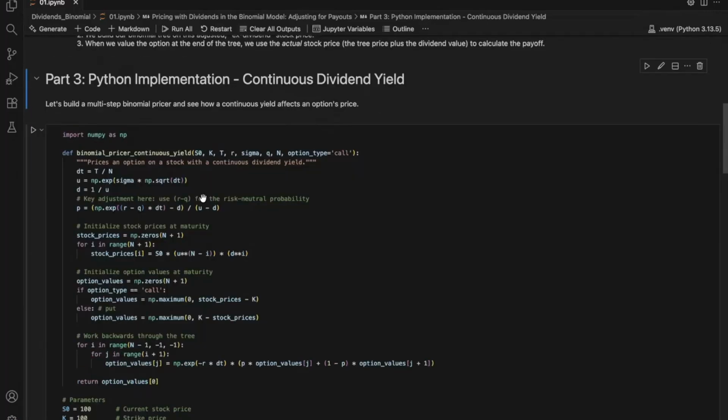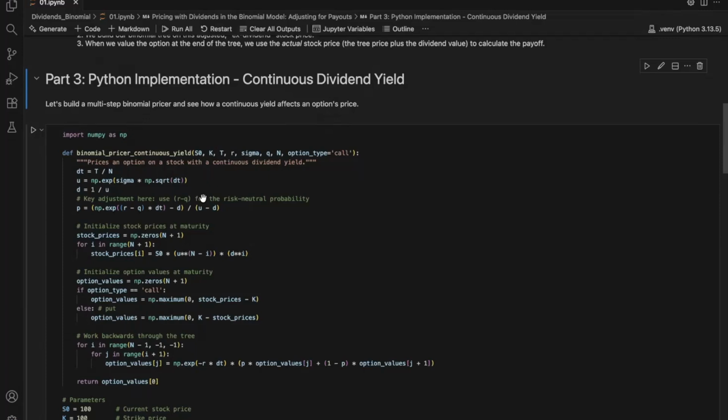Let's bring this to life with some code. We're going to build a multi-step binomial pricer to see exactly how a continuous yield affects an option's price. Here, our parameters are stock at $100, a strike at $100, 1 year to maturity, 5% risk-free rate, and 20% volatility.